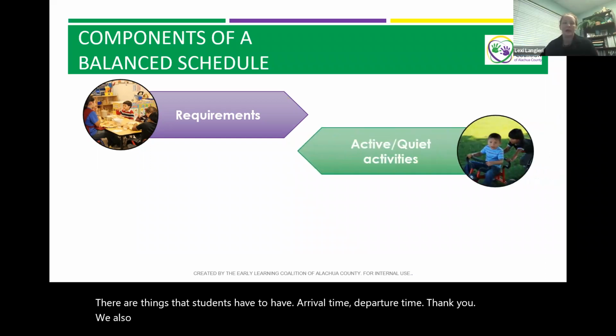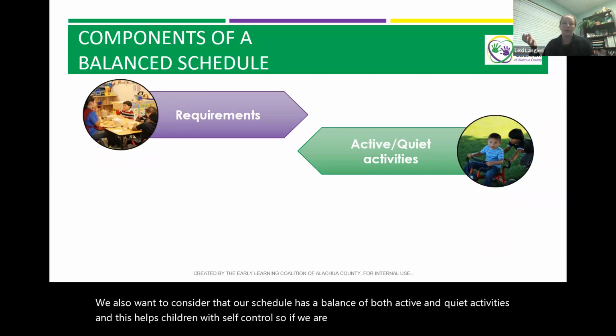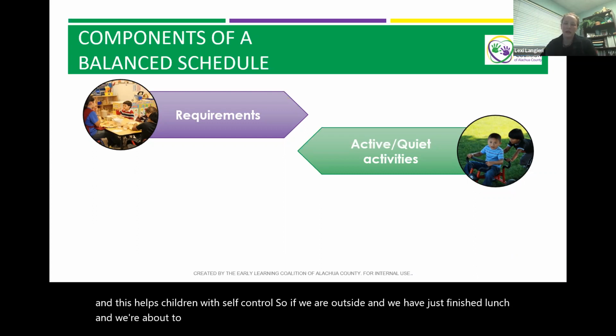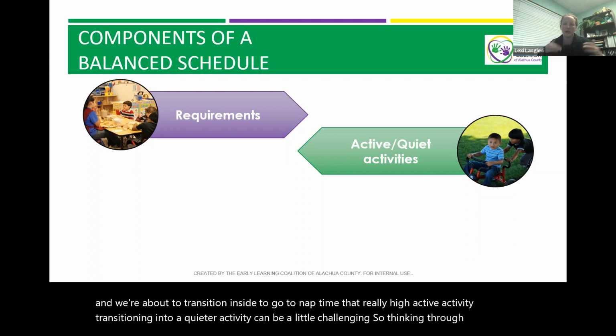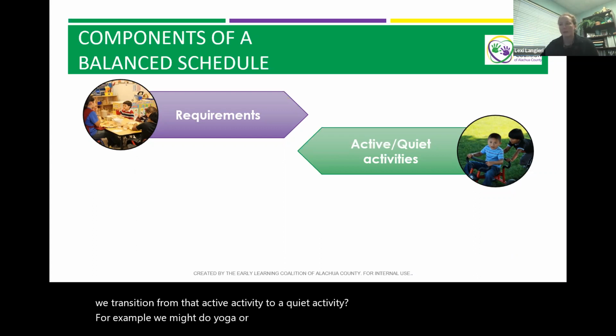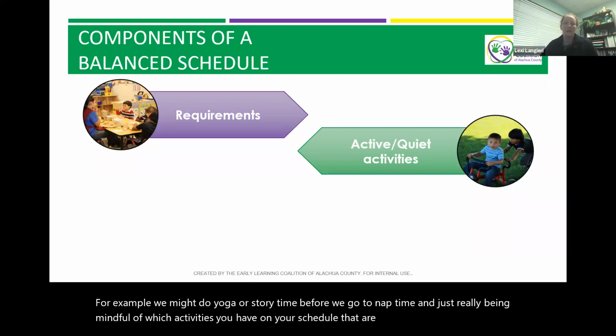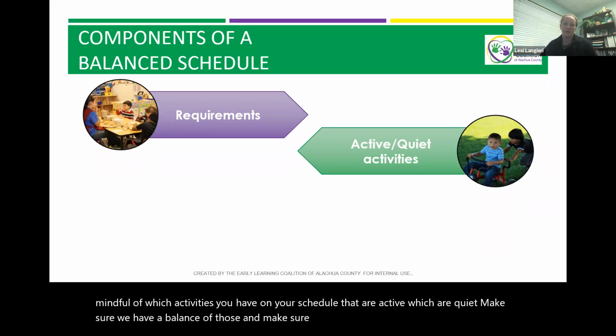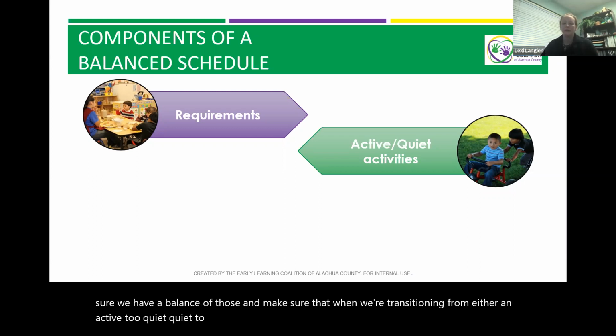We also want to consider that our schedule has a balance of both active and quiet activities, and this helps children with self-control. So if we are outside and we have just finished lunch and we're about to transition inside to go to nap time, that really high active activity transitioning into a quieter activity can be a little challenging. So thinking through how we can transition from that active activity to a quiet activity. For example, we might do yoga or story time before we go to nap time. And just really being mindful of which activities you have on your schedule that are active, which are quiet. Make sure we have a balance of those, and make sure that when we're transitioning from either an active to a quiet or a quiet to an active, that the right supports are there for the students to make that transition.